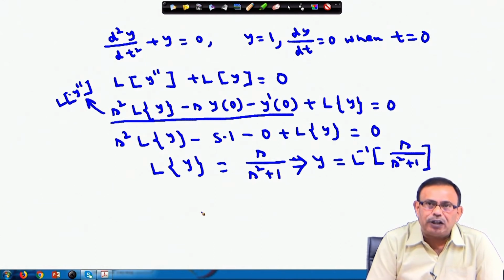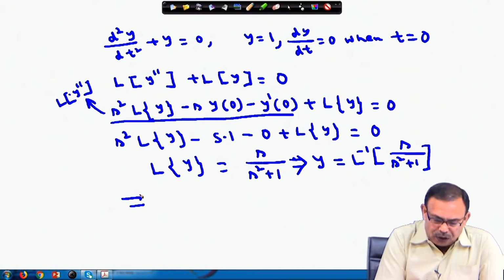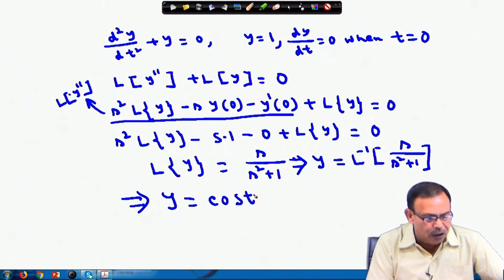Laplace inverse of s by s² plus 1, and I know the Laplace inverse of s by s² plus 1, that is the function whose Laplace transform is s by s² plus 1, that is cos t. So, I obtain the solution as y equals cos t.